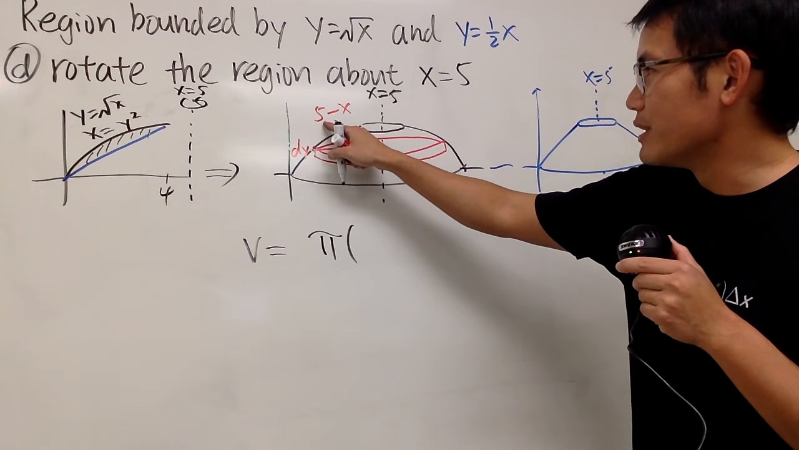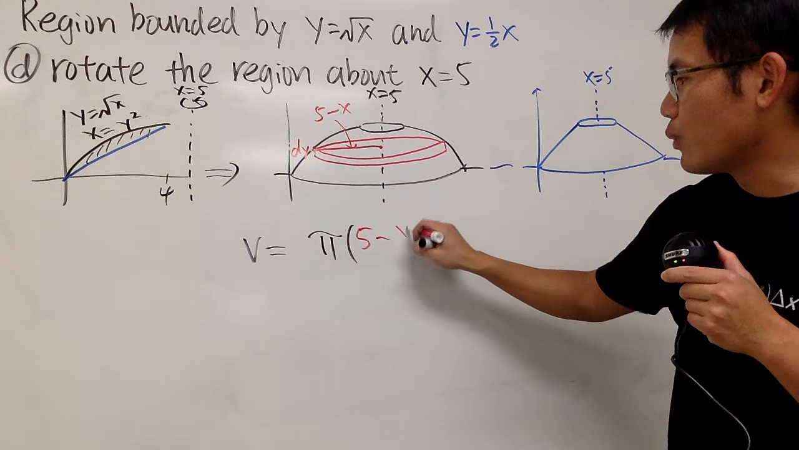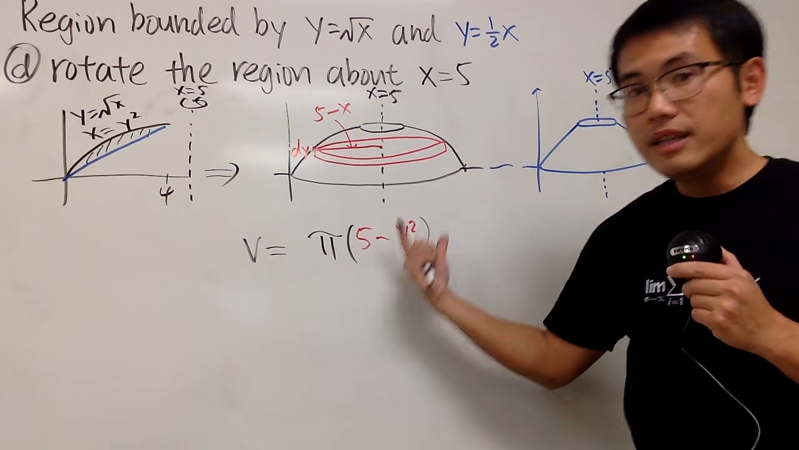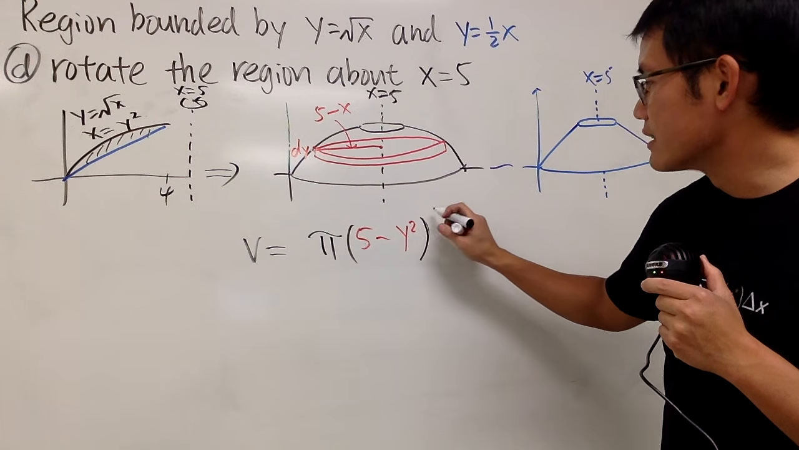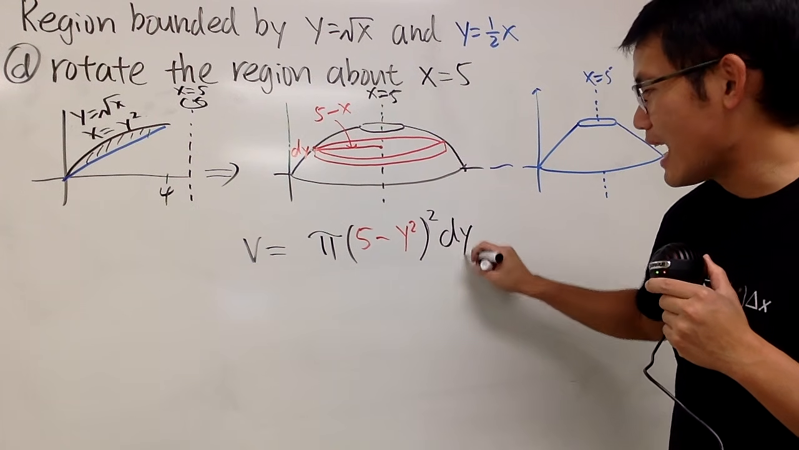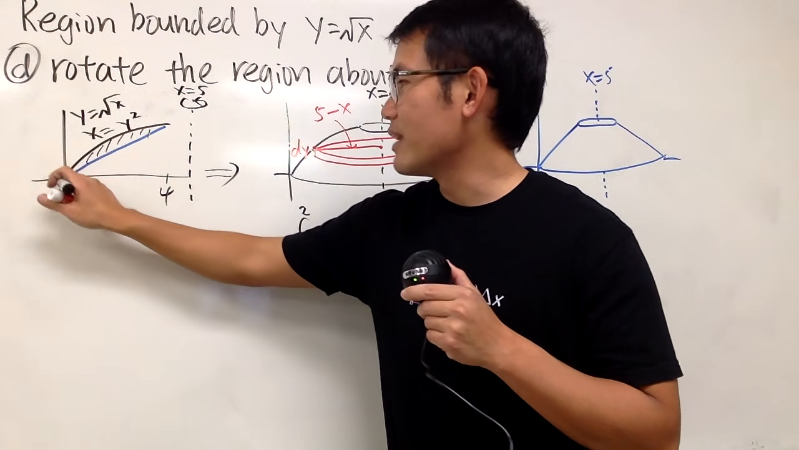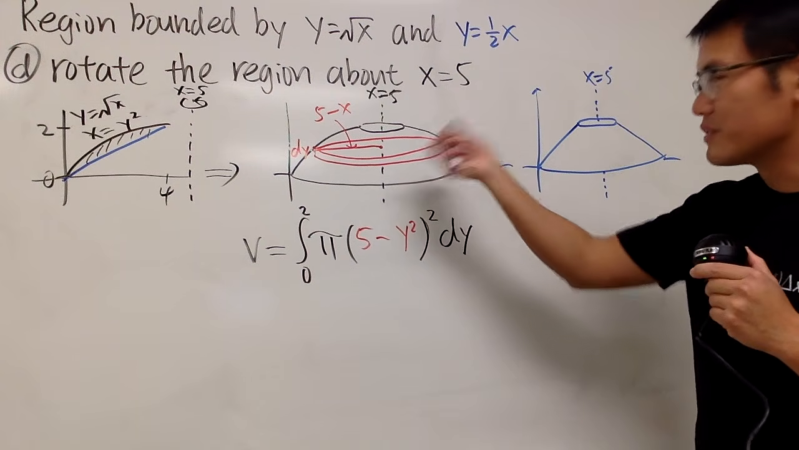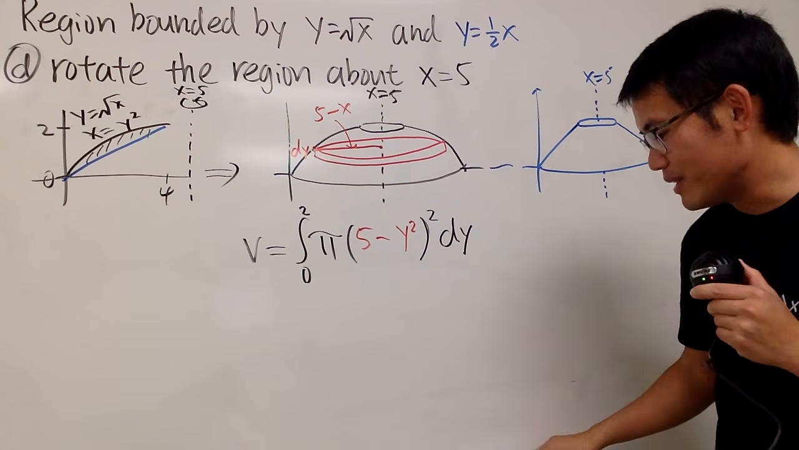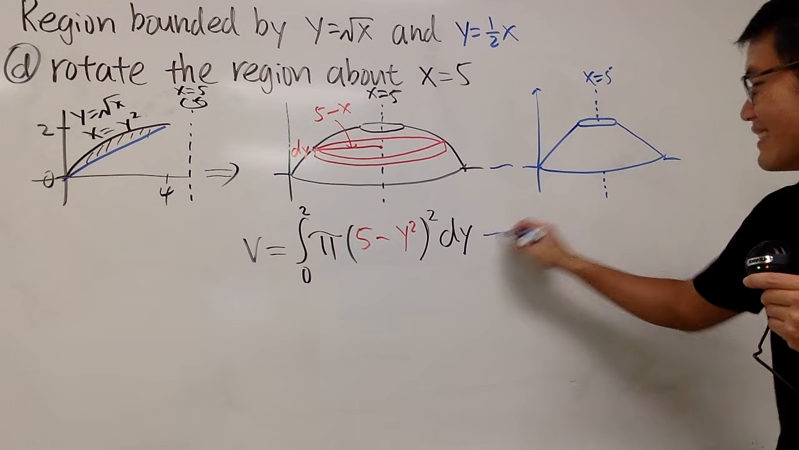So, in fact, for this x, because we'll be in the y world, we will have to use y squared. So now let's go ahead and put this down. We have 5 minus the x, which is, again, y squared. This right here is the radius. And then we will just have to square this, and then dy, and then integrate from 0 to 2, because we have done this a few times already. This right here is for that. Not done yet though, because if you want to finish the whole thing, you have to subtract.